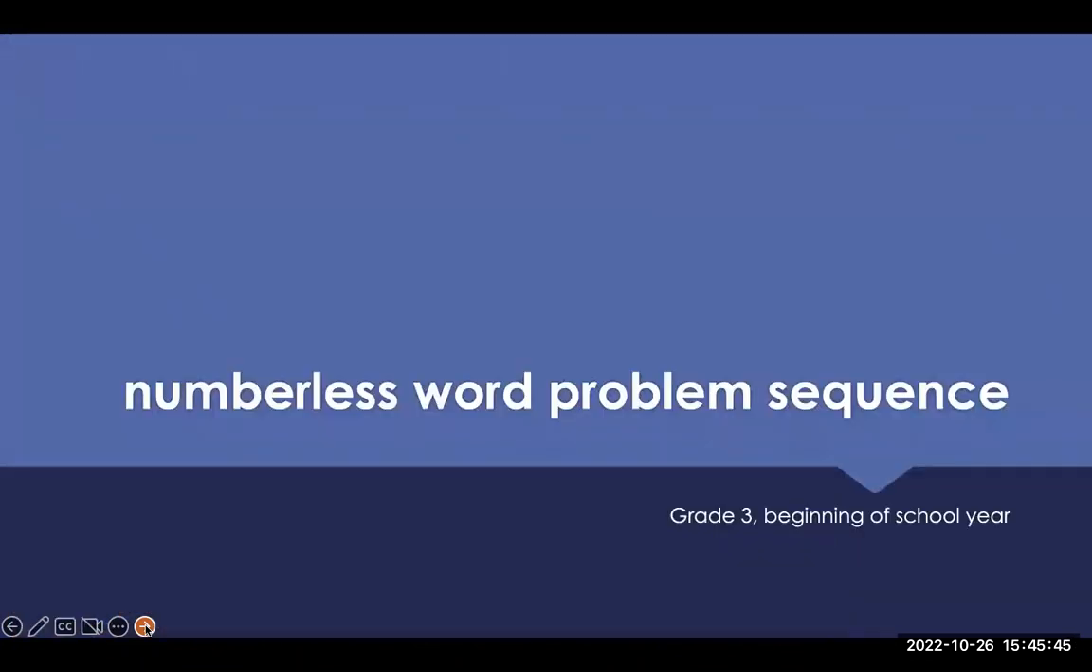So here's a sequence. This is a grade 3 class. This was just last week, so the beginning of the school year, in terms of how I would work through a numberless word problem. I took a photo after each stage to go through the whole phase.